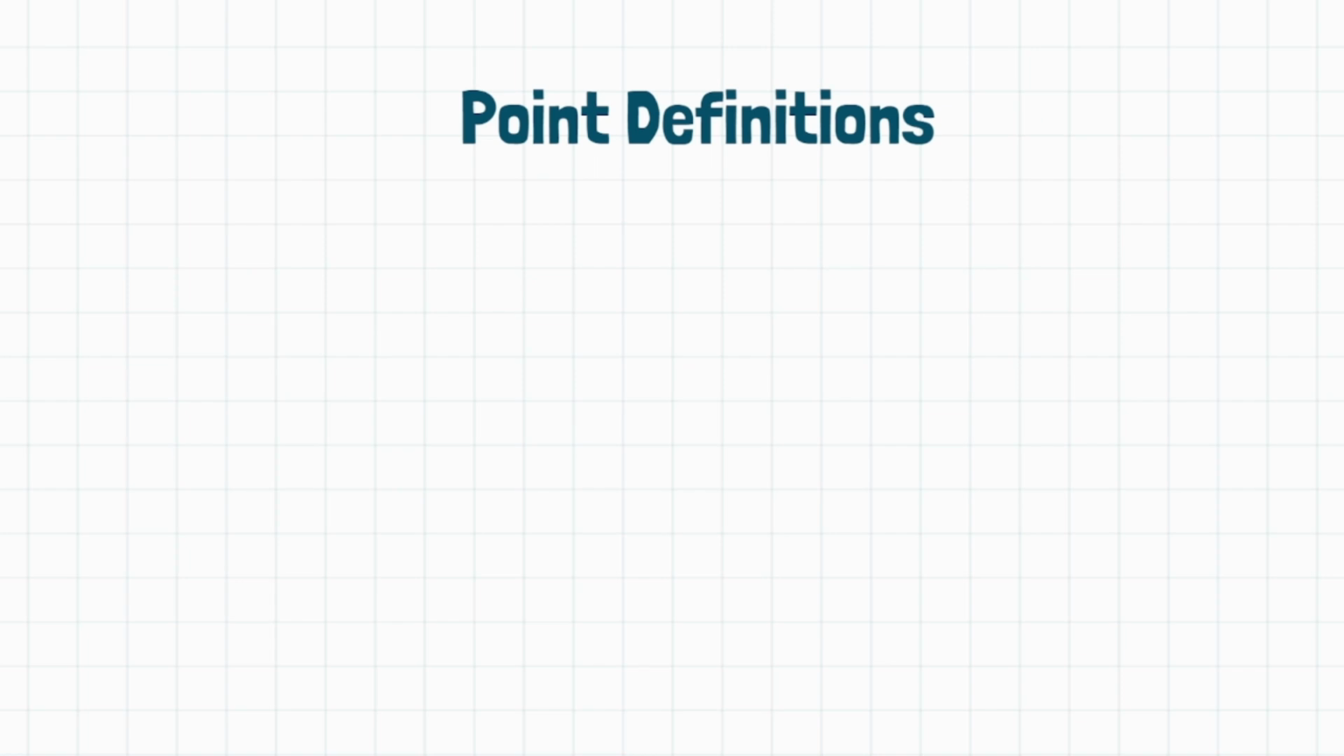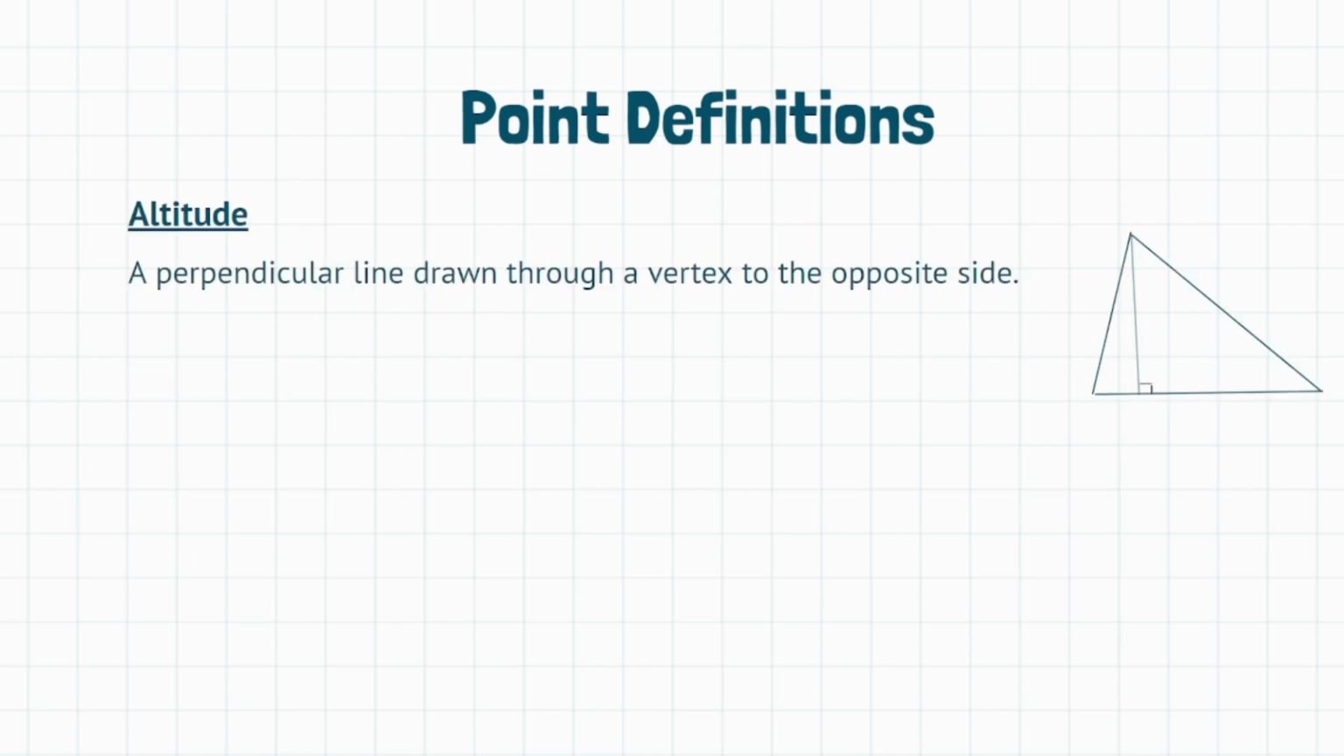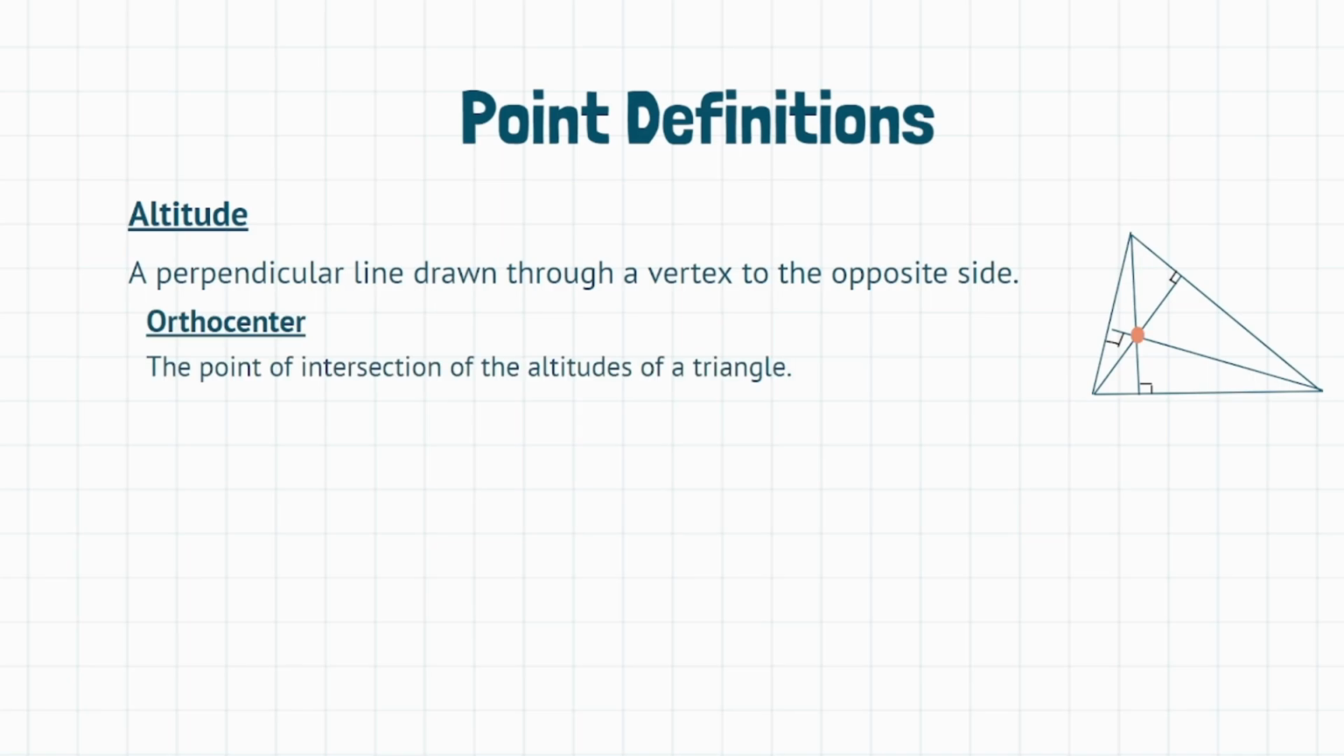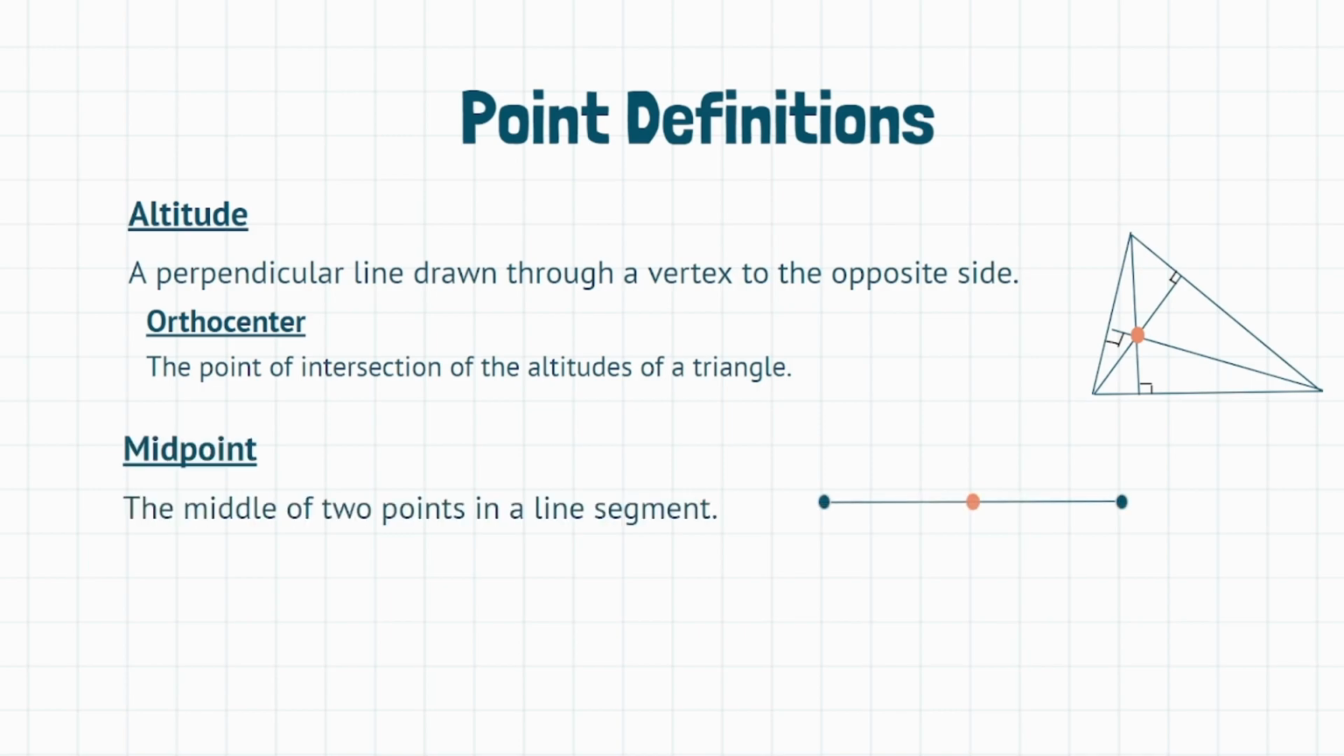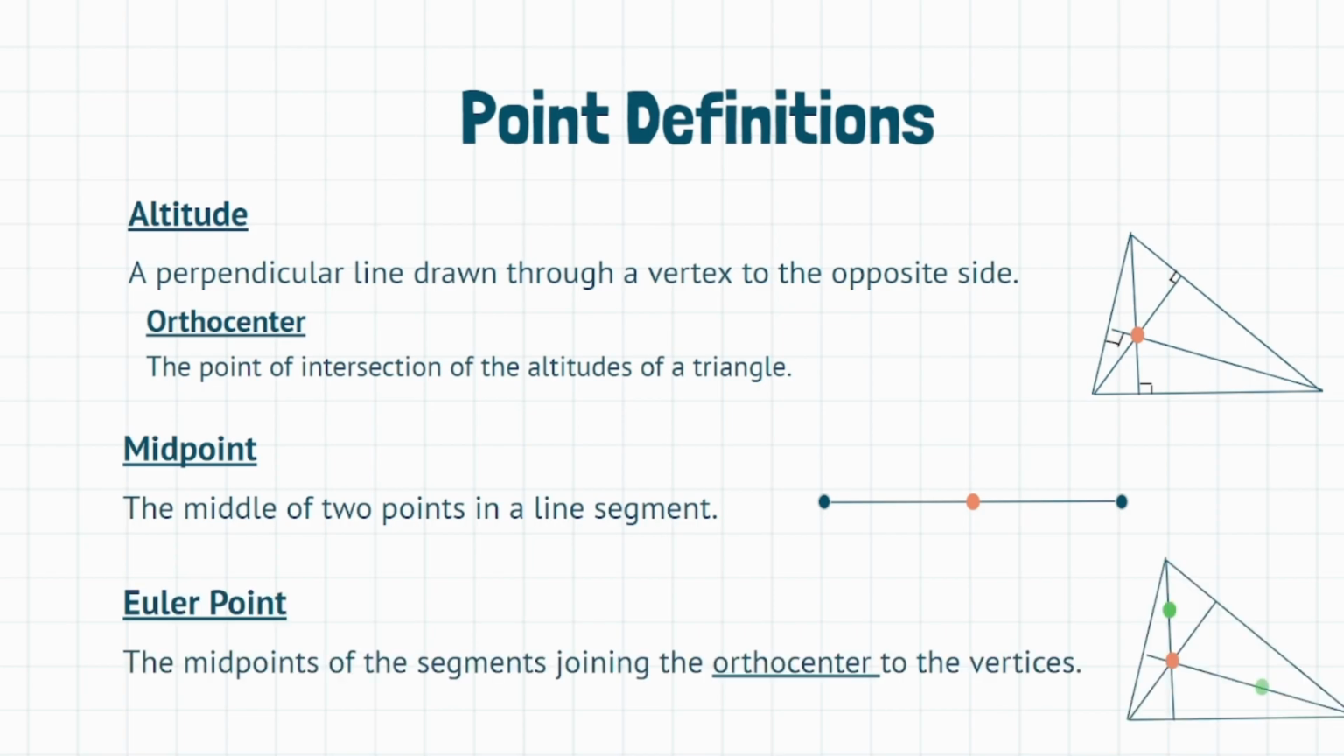First, we'll define the points of the circle. An altitude is a perpendicular line through a vertex to the opposite side. If we draw the three altitudes of a triangle, we see that these lines meet at one concurrent point. We call this point the orthocenter. The midpoint, as you may guess, is the middle of 2 points in a line segment. An Euler point is defined as the midpoint of the segment joining the orthocenter to a vertex.